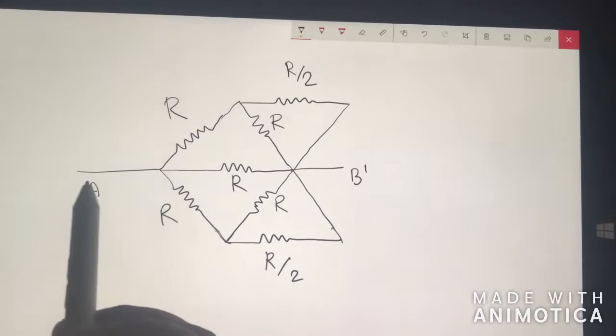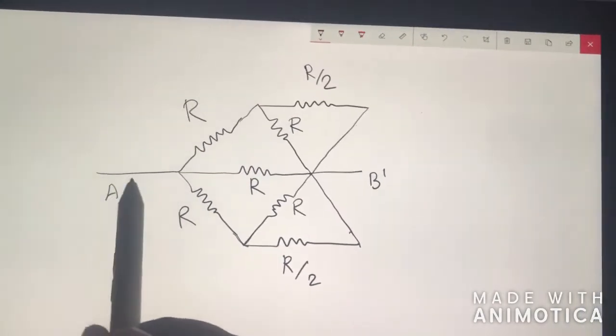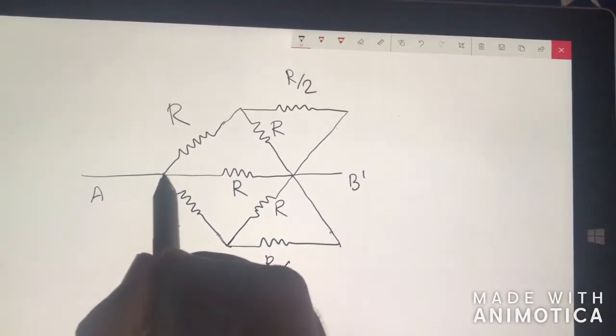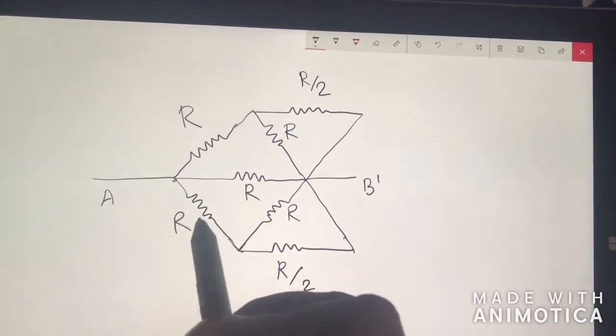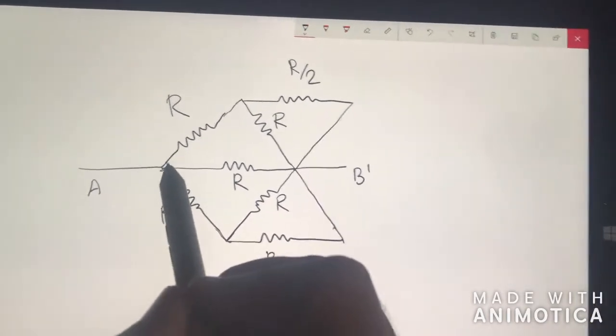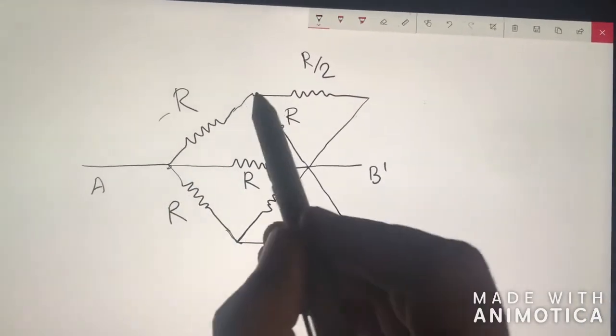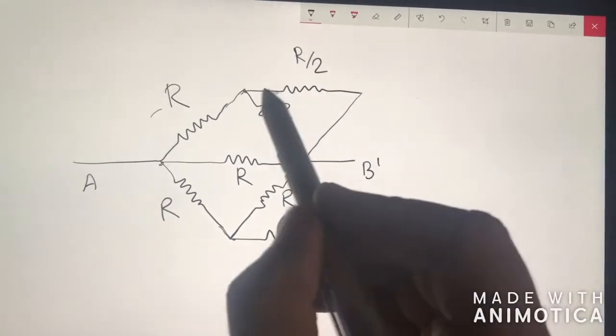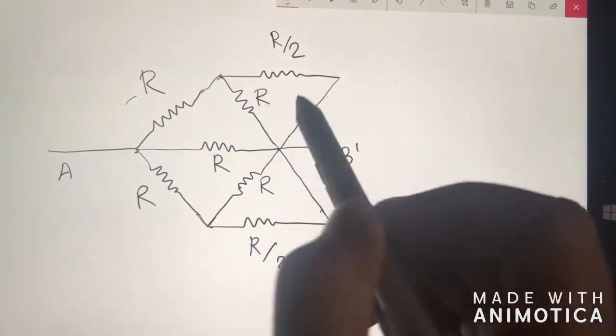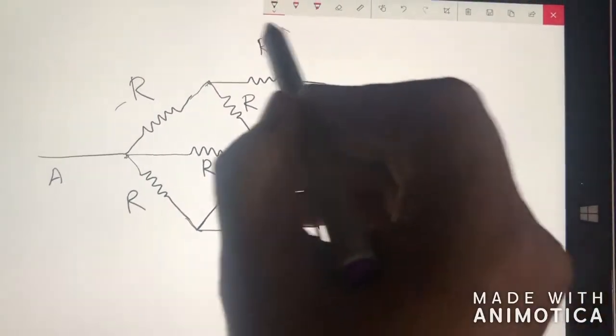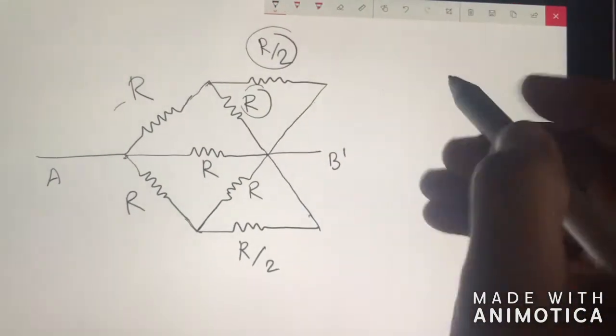Now we start from the point A. It moves up to here and splits up into three parts. But first of all, we will move through this resistance. It moves up to here and again splits up into two parts, which means both R by 2 and R are in parallel.